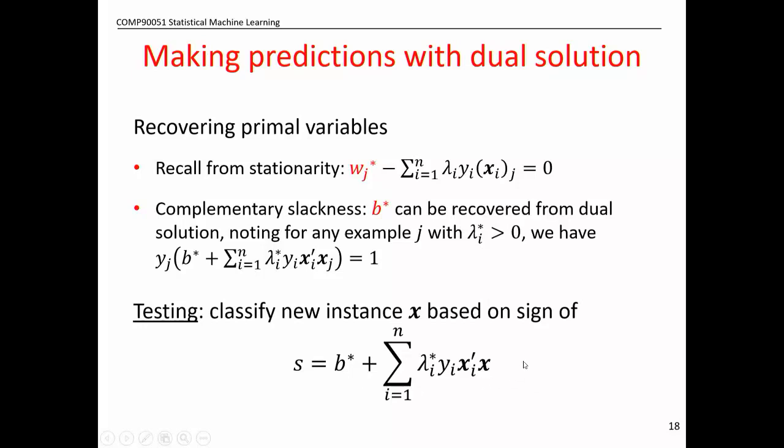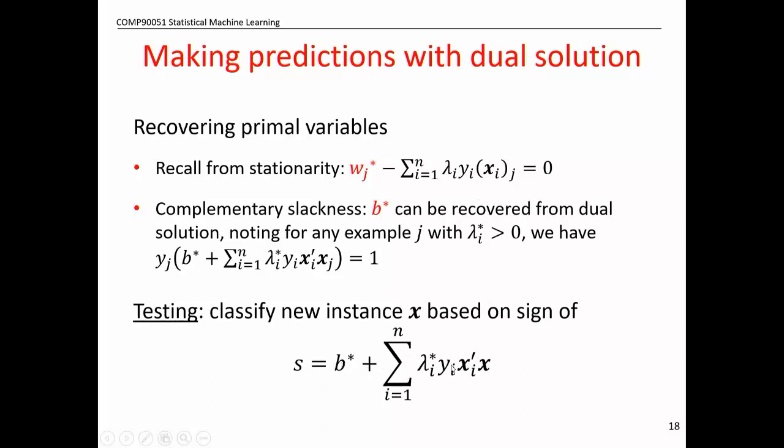Now, if we have a new test point, how do we make predictions for it? That's easy. We just need to do w.x plus b. We can get w from this expression, and we can get b from this expression. I'm just not writing it down, but we can get it from this expression. So if I have a new test point x, I just need to dot it with this thing, and add on this b offset.